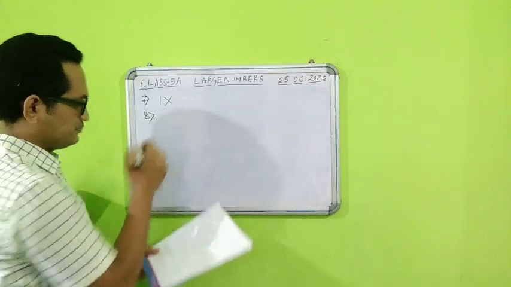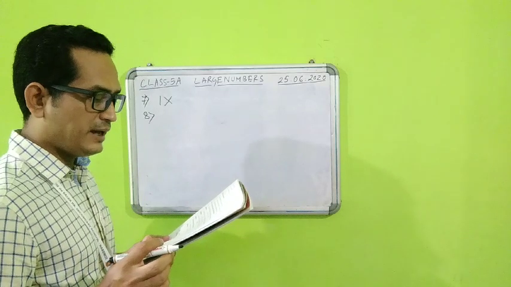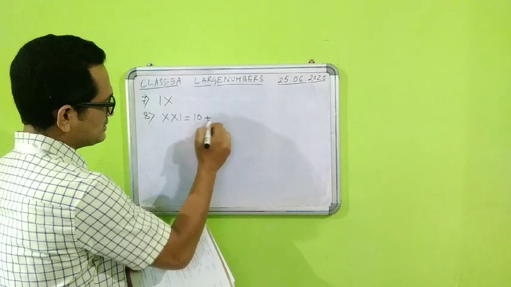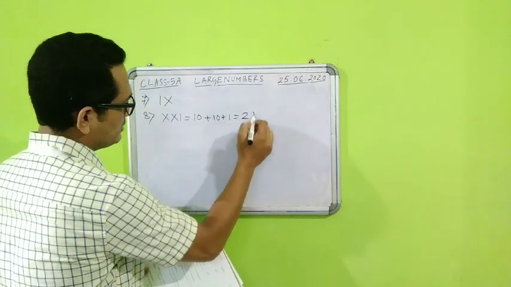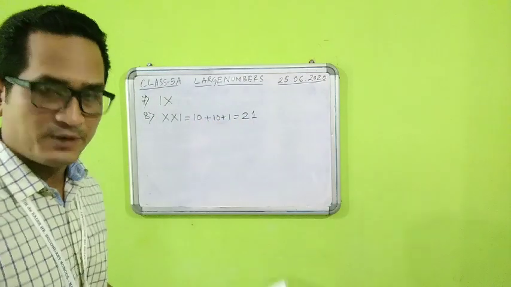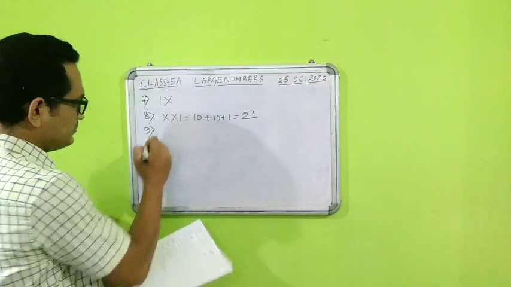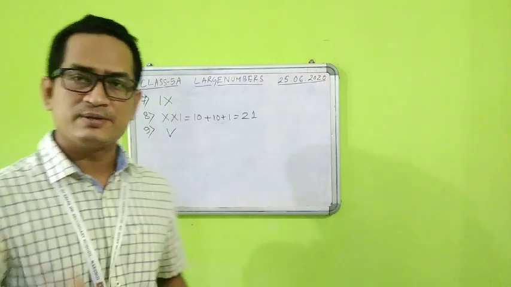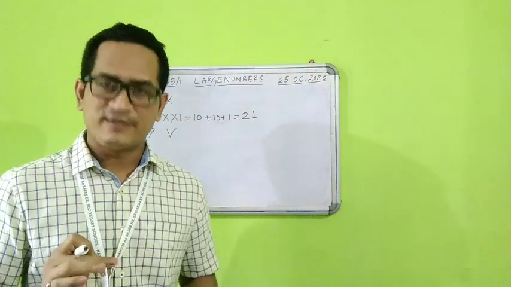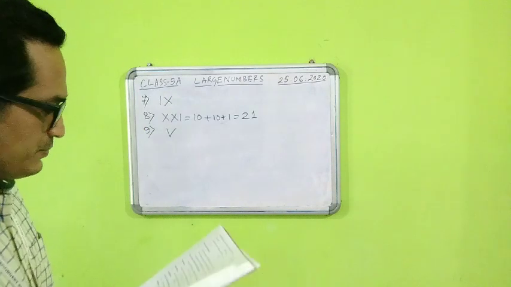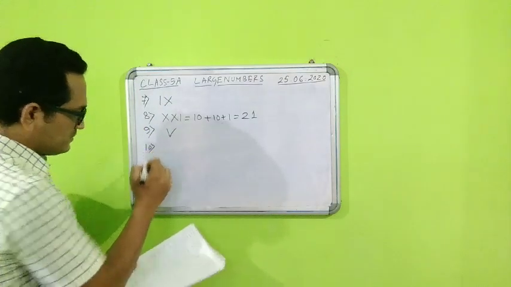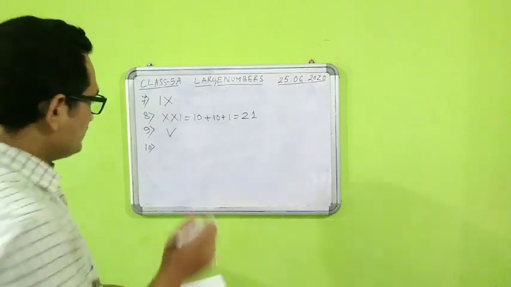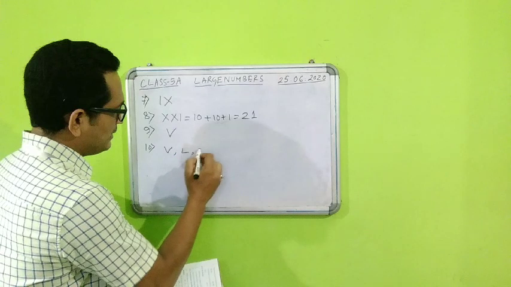Question number 8. The Hindu Arabic numeral for XXI is. Now XXI, if you see, it will be 10 plus 10 plus 1, and that will be 21. So the answer will be 21. Question number 9. The Roman numeral for 5 is. That is a very easy question, students, because Roman numeral V stands for 5. So that is the answer for number 9. Now question number 10. That is a very short answer question. Which Roman numerals are never repeated? Now the answer will be V, L and D.